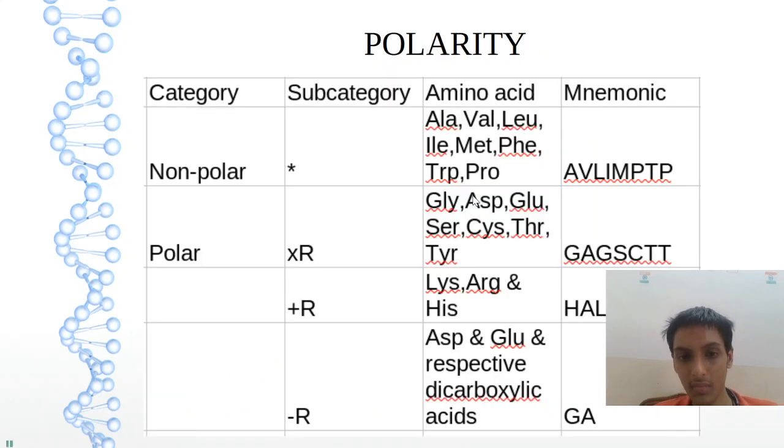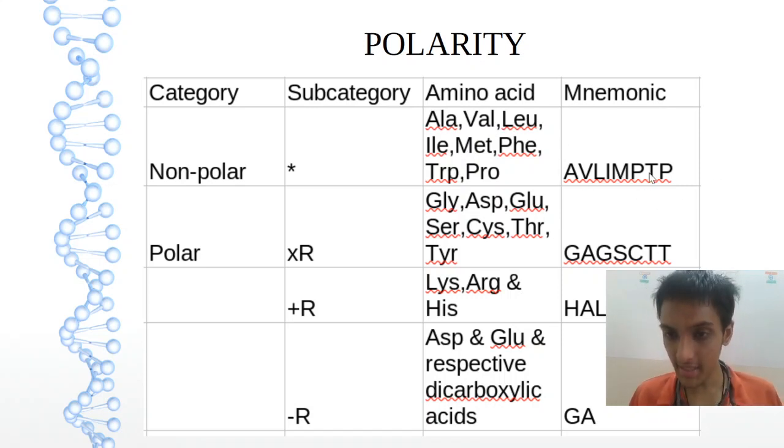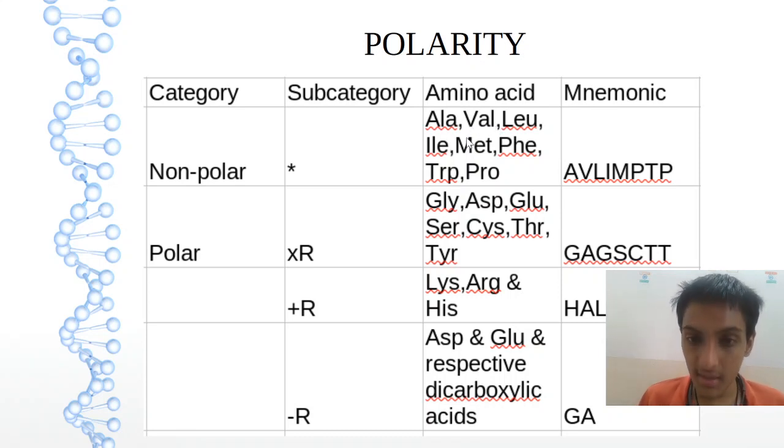Okay. Yes, let's come to the polarity. So we have the non-polar and polar. Under non-polar, remember it as AVLI, MPTP. Alanine, valine, leucine, isoleucine, methionine, phenylalanine, tryptophan and proline.